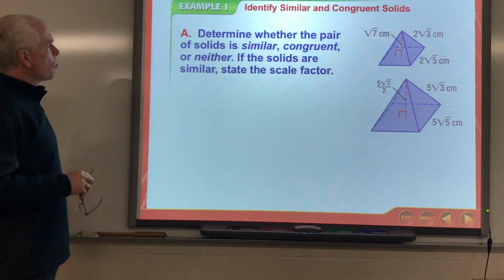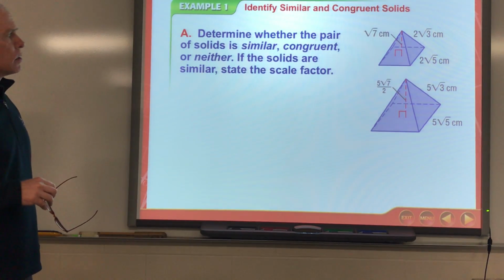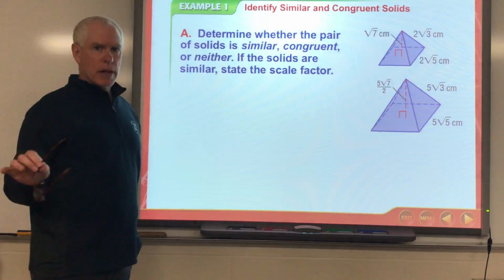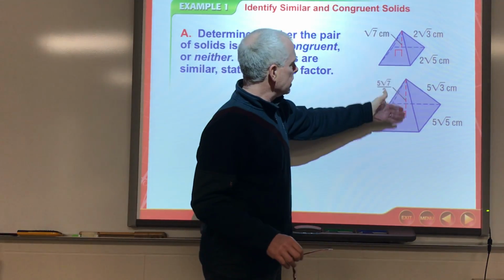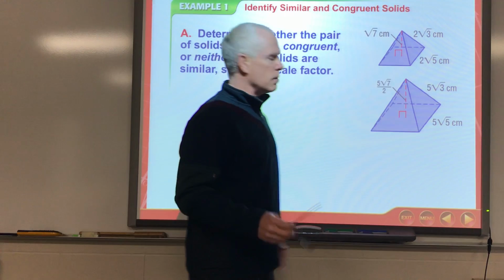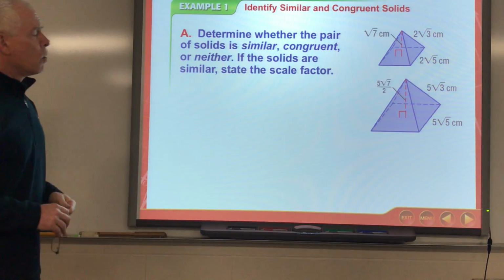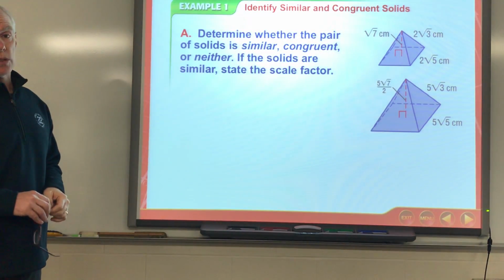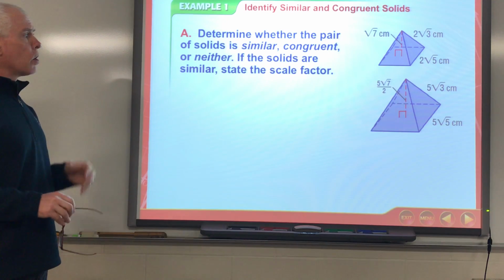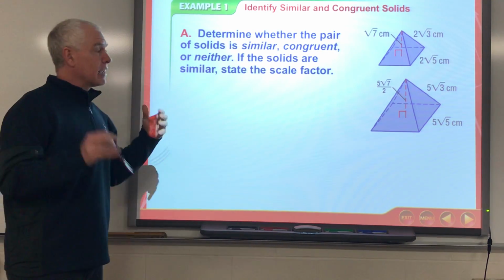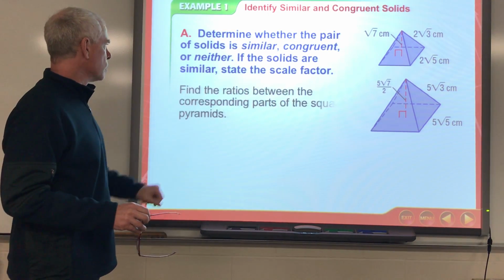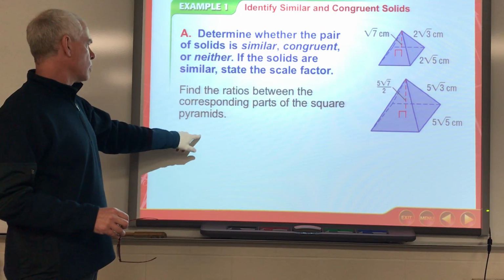So determine whether the pair of solids is similar, congruent, or neither. Well, I can tell right off the bat that they're not congruent, because if you look at the heights, they're not the same, the edges aren't the same, etc. So I know they're not congruent. What I need to do is compare those ratios to see if they're the same. So I'm going to go ahead and set those up. If I get the same ratio, then I'll say they're similar. So the ratios between the corresponding parts have to be the same.